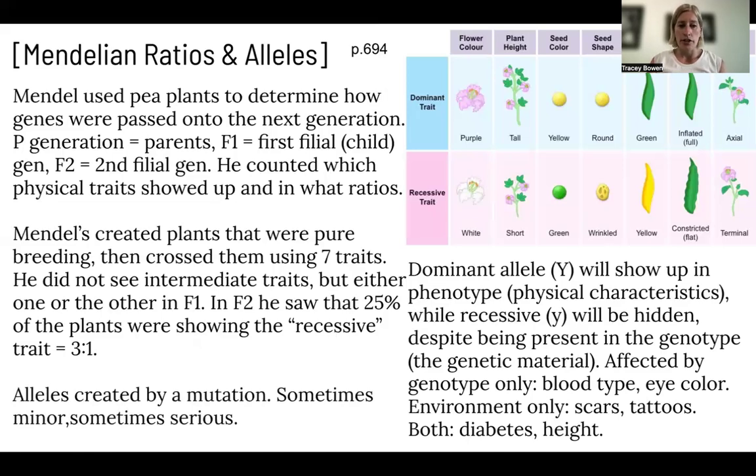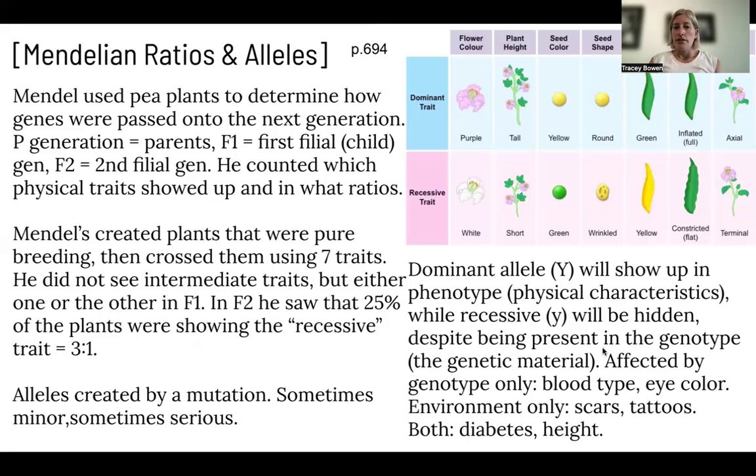Alleles are created by mutations, and sometimes those are very minor. Sometimes they can be serious. So when we're documenting alleles, we are going to use a capital letter for a dominant trait, and that's going to show up in the phenotype, meaning it shows up in the physical characteristics. And then the recessive is going to be documented using a lowercase letter, like the small y. And that's going to be hidden if there's a dominant trait, even though that small y will be in the genotype. So the genetic material has that allele, but the dominant trait is blocking the recessive trait from production.